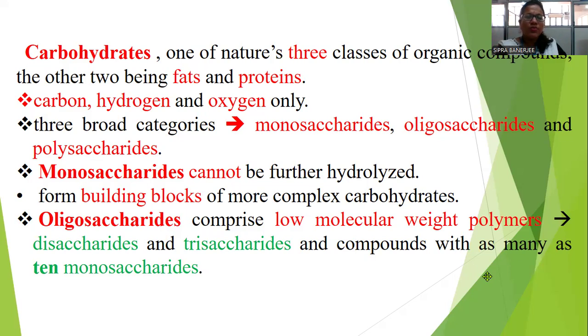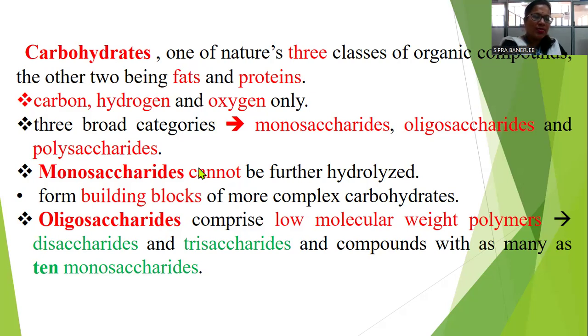They are also classified into categories like disaccharide, trisaccharide, tetrasaccharide. If two monosaccharide units are joined, they will be the disaccharides. If three units are joined together, they will be known as the trisaccharides. Like this way, they will go on. If more than 10 monosaccharides are joined together, they will be known as the polysaccharide. Now coming to the next slide.